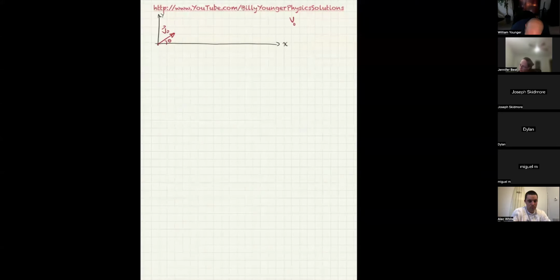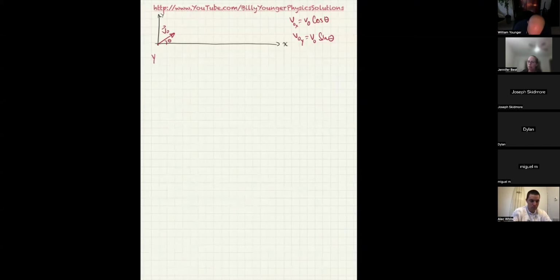That tells me that V0x is V0 cosine theta. And that tells me that V0y is V0 sine theta. Okay. Remember, cosine doesn't always go with X and sine doesn't always go with Y. Sometimes you're taking the angle between the vector and the Y axis. So all bets are off. So just be careful with that.